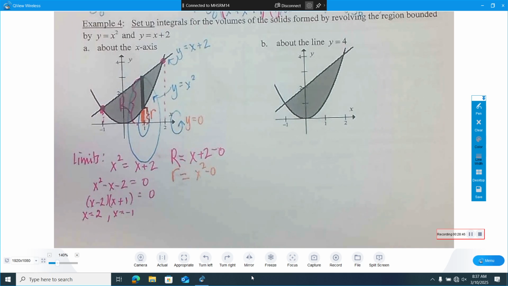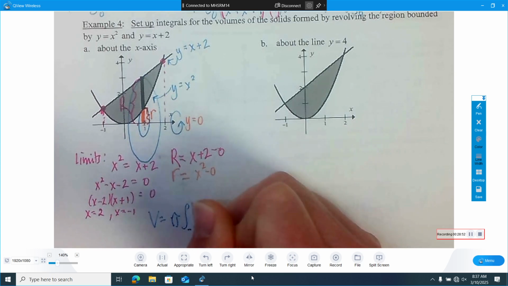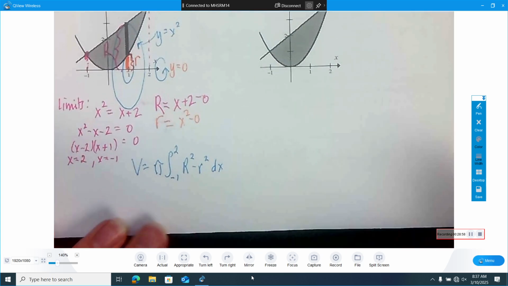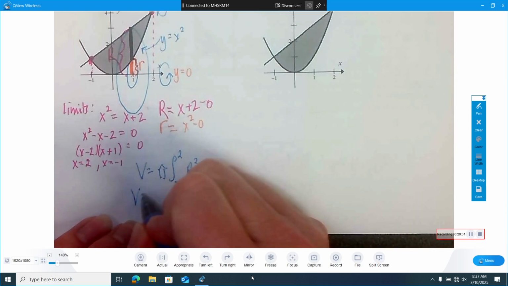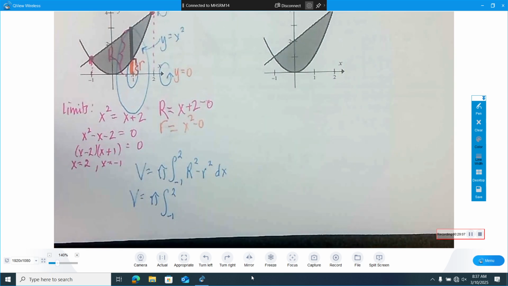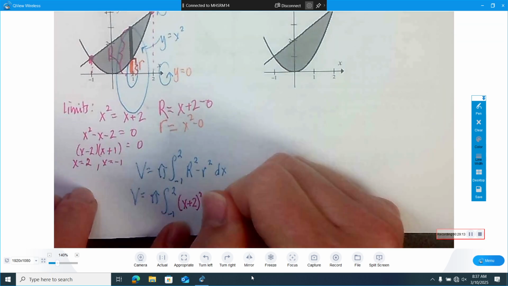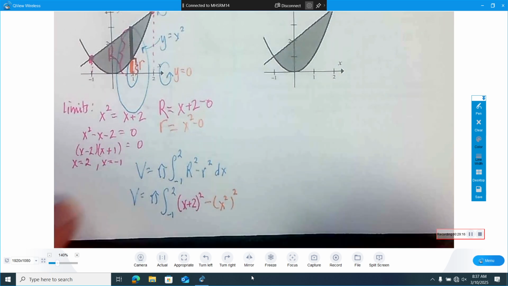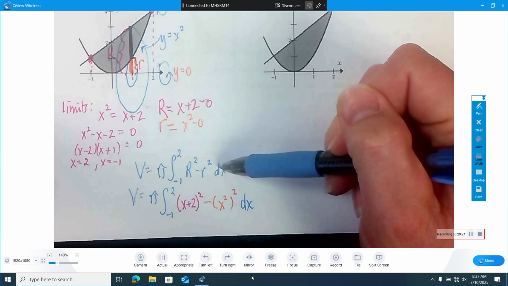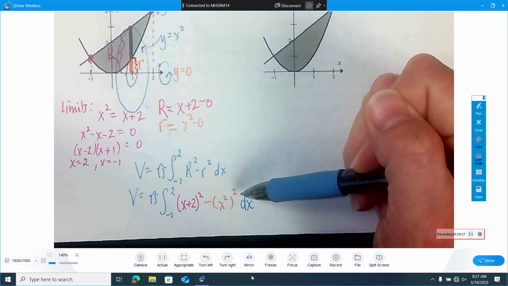All right, so then for my volume, it's going to be pi integrating from negative 1 to 2, big R squared minus little r squared dx. And since I wrote it down, now I'm not going to forget anything. Pi integrated from negative 1 to 2. My big R squared is going to be x plus 2 quantity squared. And then minus little r squared would just be x squared quantity squared. And this is where I think that, you know, it takes a second to write this out, but you're less likely to forget the squared part, which I did already today.